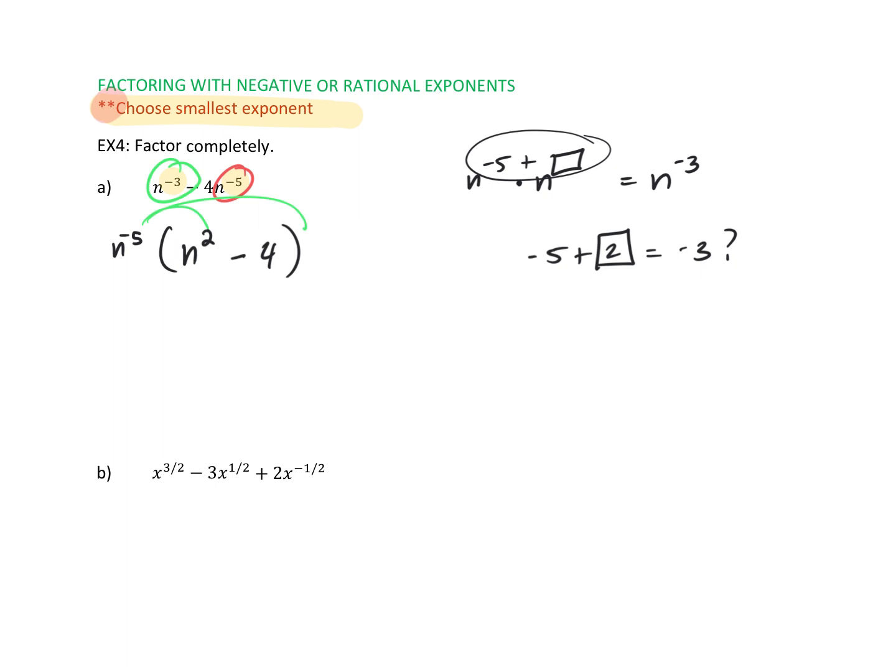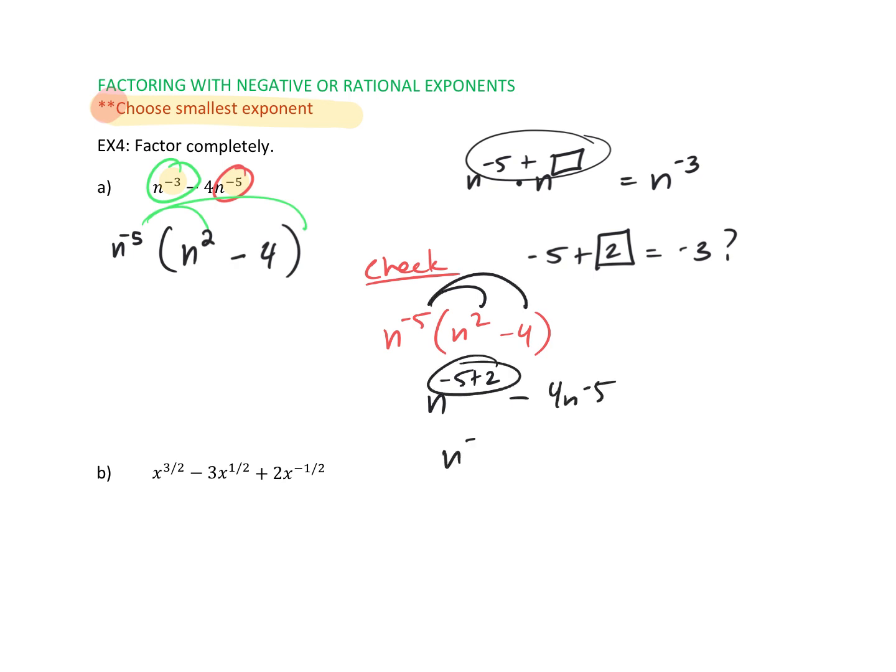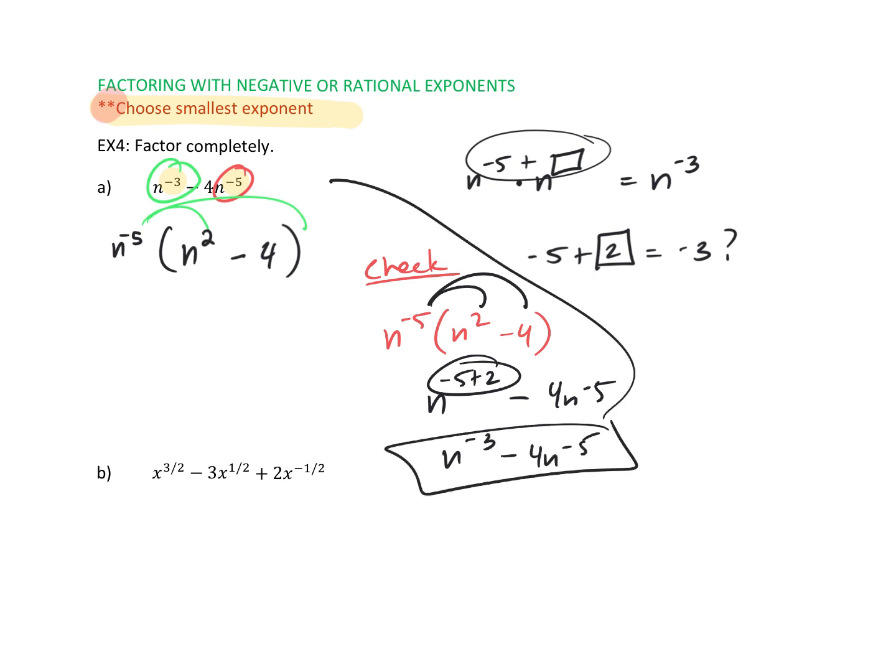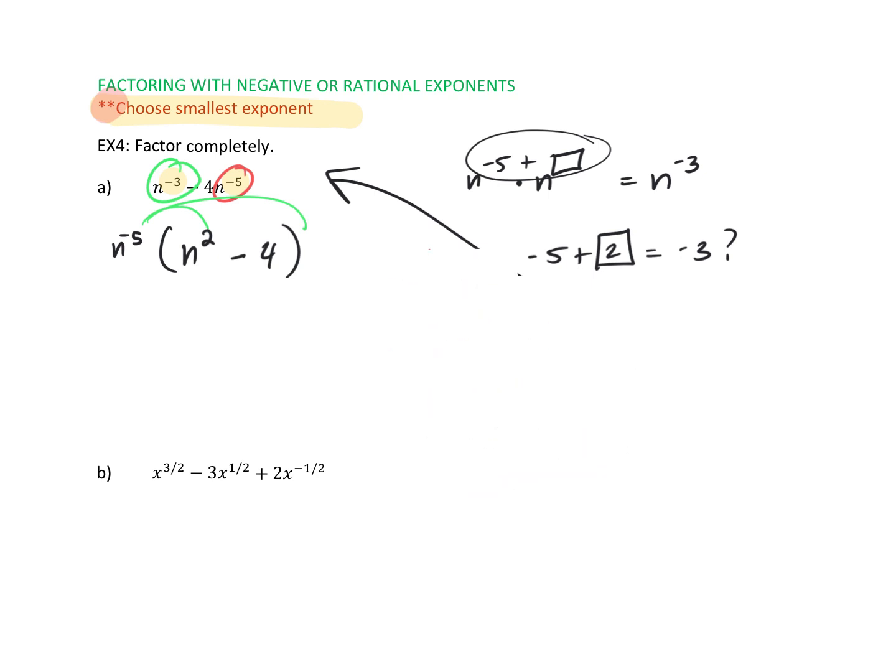So let's see, ask yourself, did we actually do this correctly? Let's check by multiplying it back in. So here's me checking. Okay, we're going to distribute that in, so n to the -5th times n to the 2, keep the base, add the exponents, and then that times that, that's going to be 4n to the -5th. Adding these exponents, we get n to the -3 minus 4n to the -5th. Yep, that's what we started with, so we're good. All right, I'll go ahead and erase our checking, and that's what we would do.